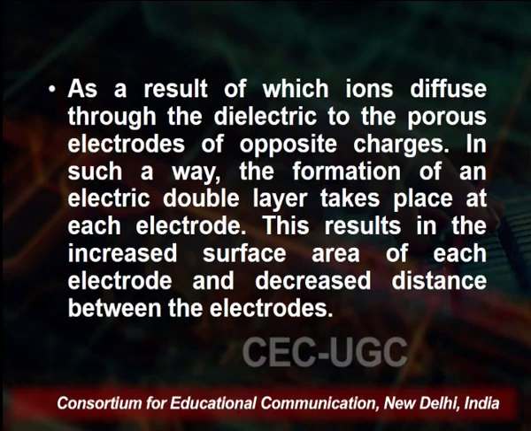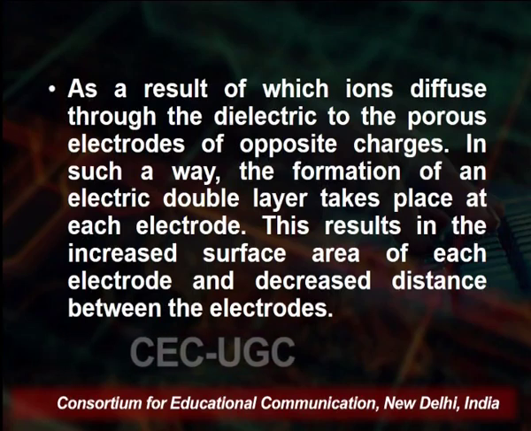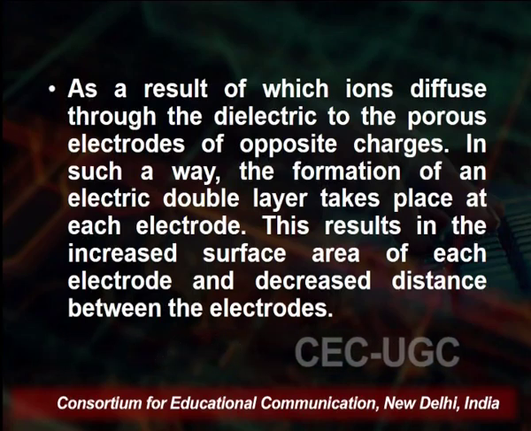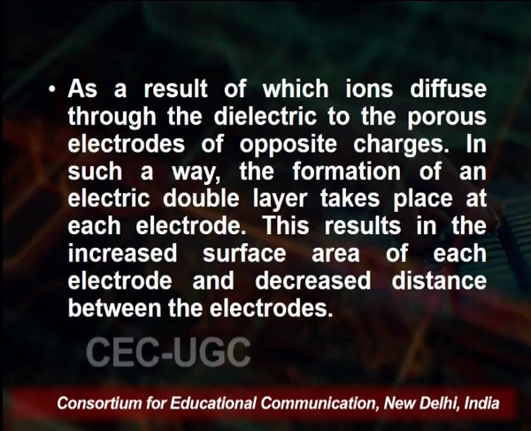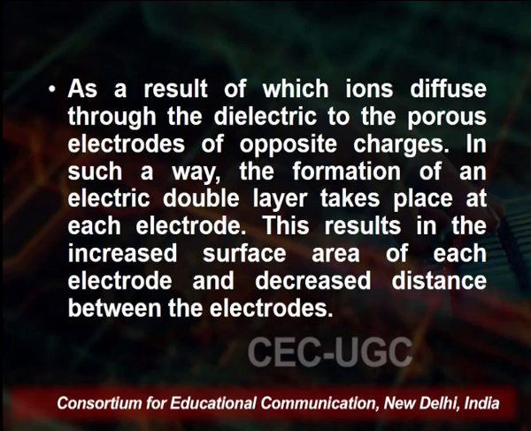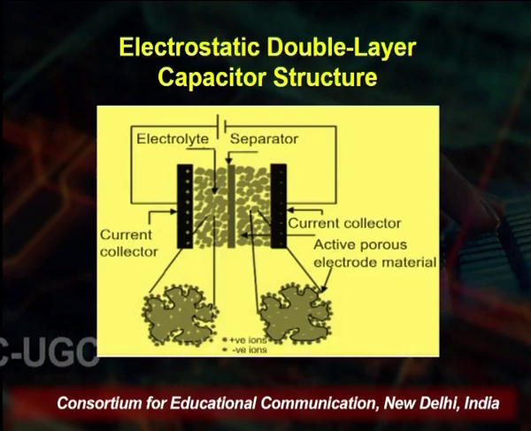So, as a result of which the ions diffuse through the dielectric to the porous electrode of the opposite charge. In such a way, the formation of the electric double layer takes place at each electrode, and this results in the increased surface area of each electrode and decreased distance between the electrodes. Now, you see on the screen, this is the electrostatic double layer capacitor structure.